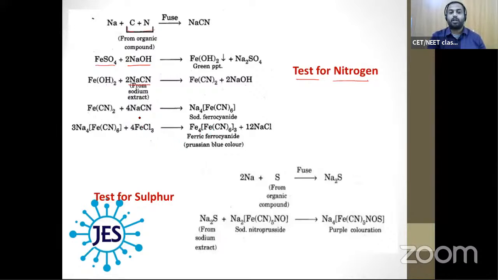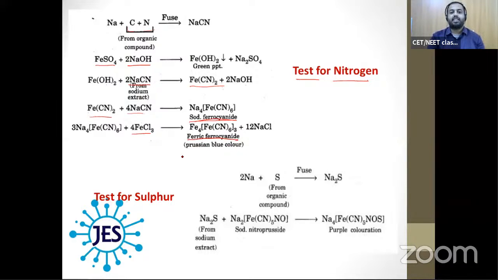That interacts with sodium cyanide to give you ferrous cyanide. Now this ferrous cyanide will further react with sodium cyanide to form a complex compound, sodium ferrocyanide. Sodium ferrocyanide, one complex is formed. That further reacts with ferric chloride. You'll add ferric chloride to it, and that gives you this complex compound, ferriferrocyanide.